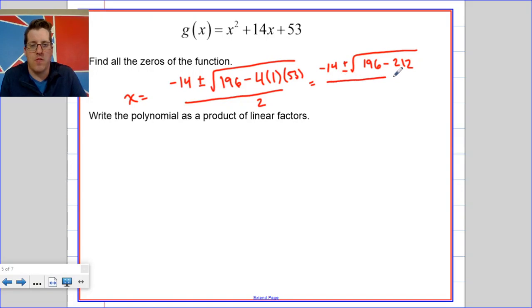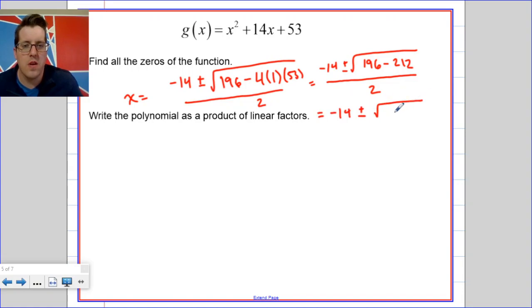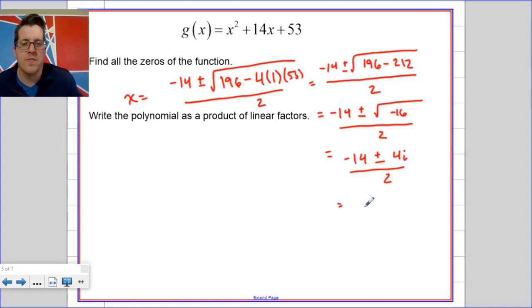Sometimes I really struggle with my addition and subtraction of positive and negative numbers and stuff like that. Makes me feel silly, but that's okay. There's always room for us to improve. So that gives me negative 14 plus or minus the square root of negative 16 all over 2, which is negative 14, I'm getting ahead of myself, plus or minus 4i all over 2, which gives me negative 7 plus or minus 2i.